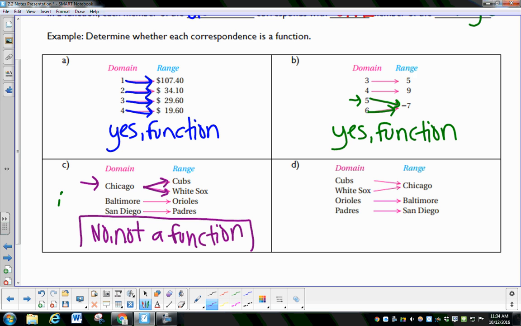Now, if we switch this and look at it differently, if we think of the baseball teams as the domain and the cities as the range, this is a function because there's no member of the domain that has more than one member of the range. So yes, this is a function. So the only time something is not a function is when you have a member of the domain with more than one arrow coming from it, like that. That's the only time something is not a function.